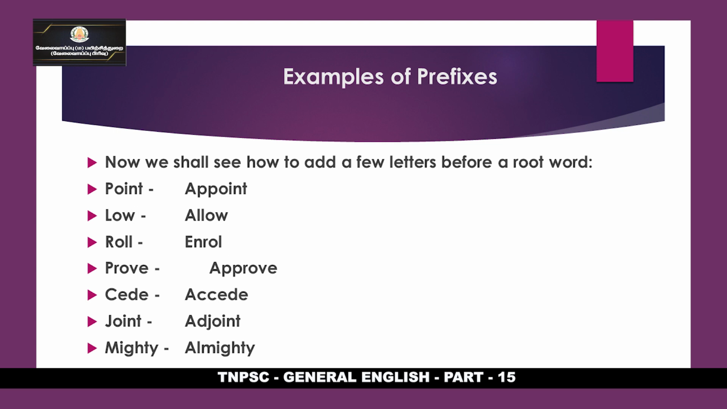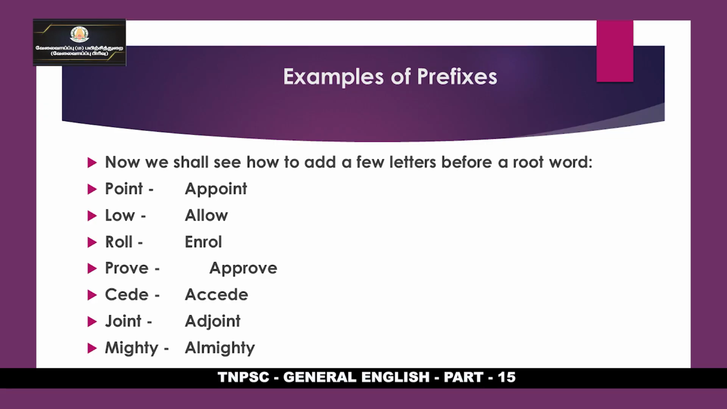See how it transforms in semantics when you add AP to the word point. So it becomes appoint. And you of course know what a point is. Yes, and appoint of course means appointing somebody for some job. Look at the word low. When you add AL before the base word or the root word, as we say, the semantics once again change. Low becomes allow, so quite different when it comes to the meaning.